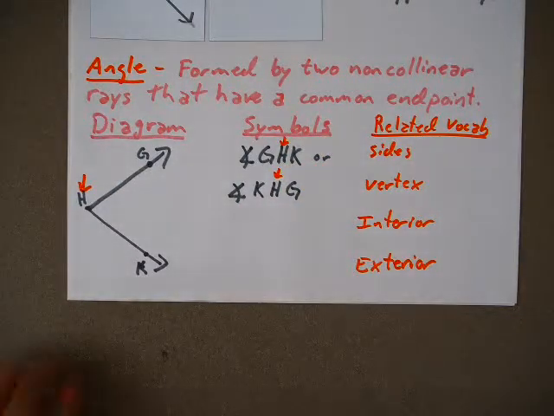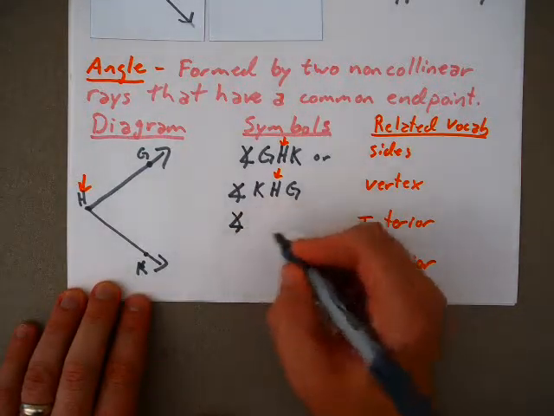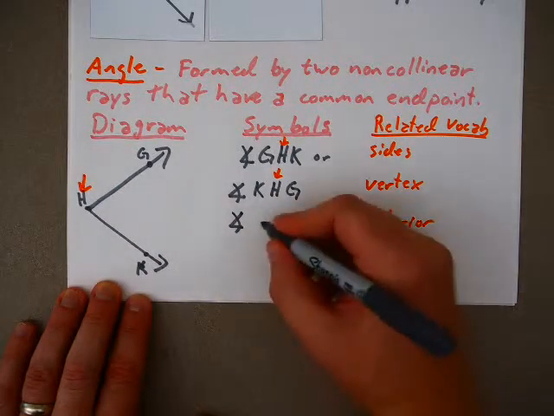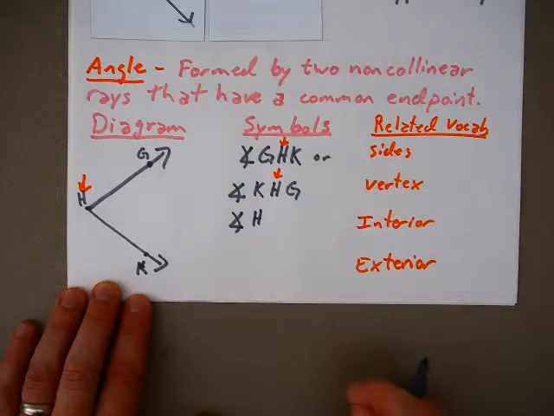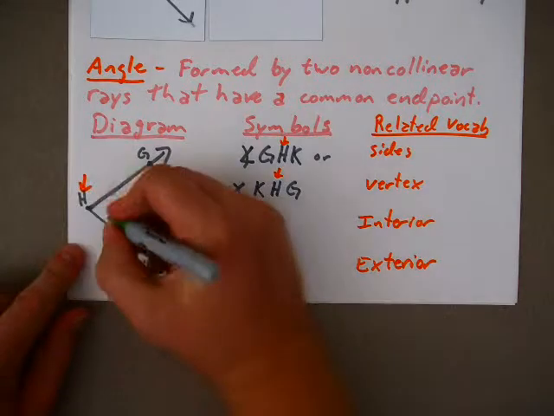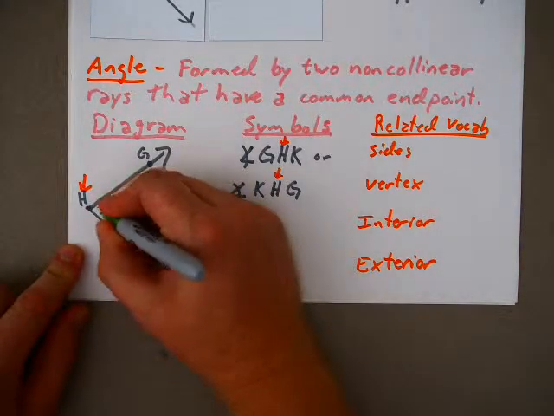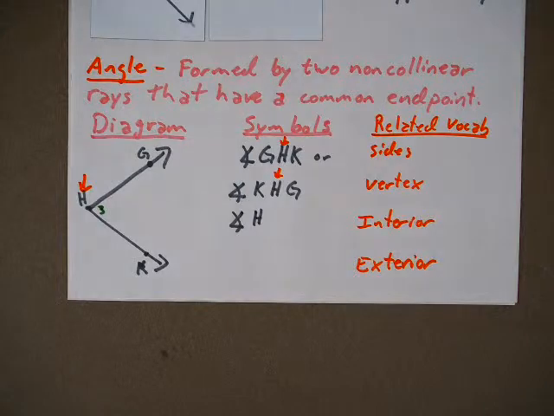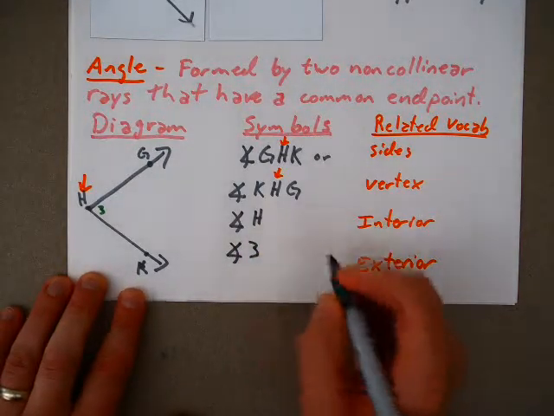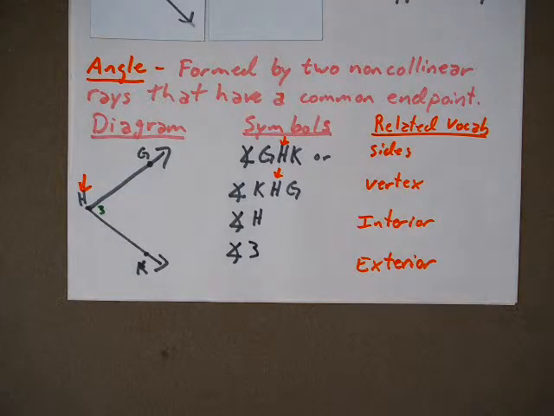Another possible way of naming this only works when the angle is standing alone. There can't be other lines off this angle. You could call this angle H. And on occasion, you will see a number put in here. Let's say there's a 3 in there. Make sure that you notice that that's a 3 and not 3 degrees. There is a large difference between the two. You could call this angle 3. And so those are the four ways that you can name this one angle.